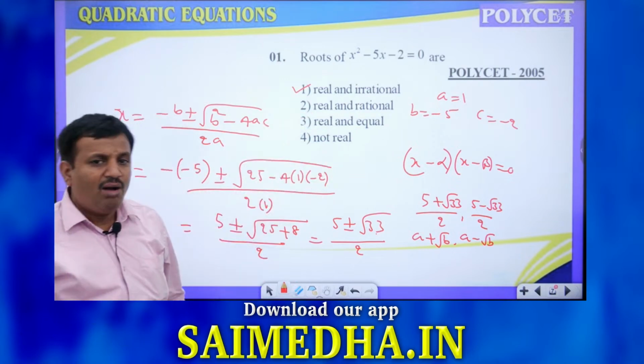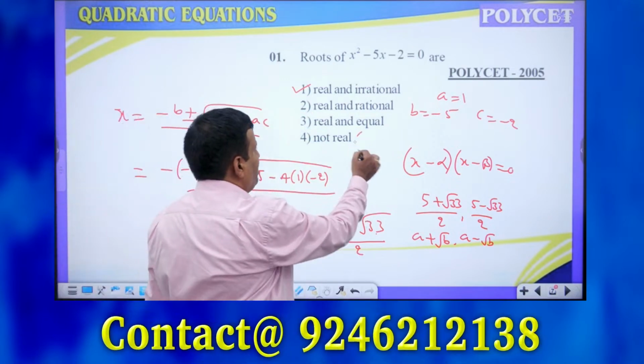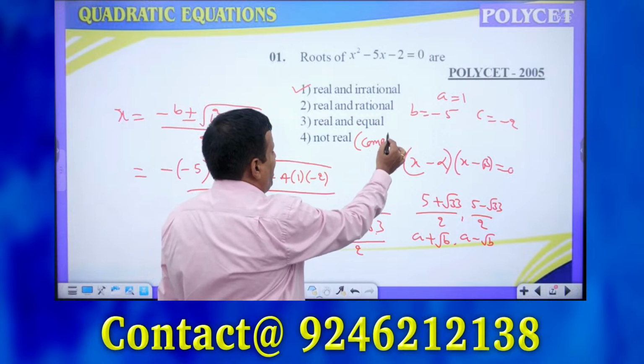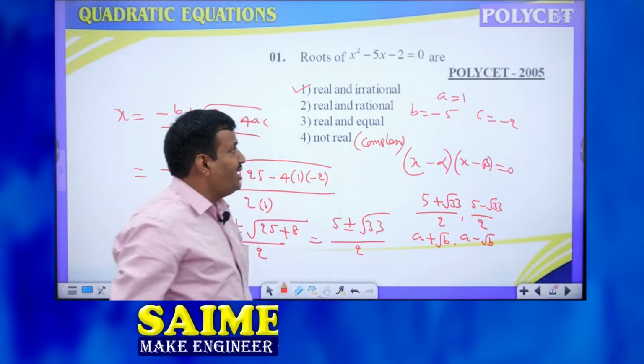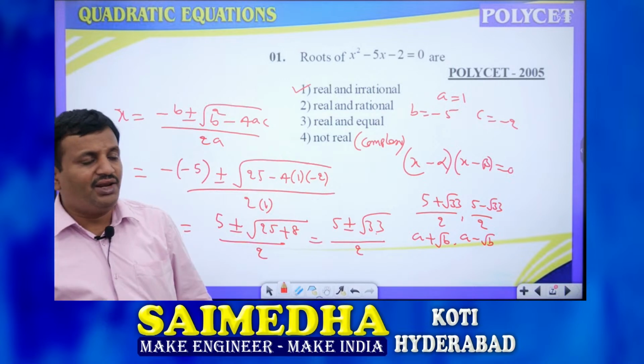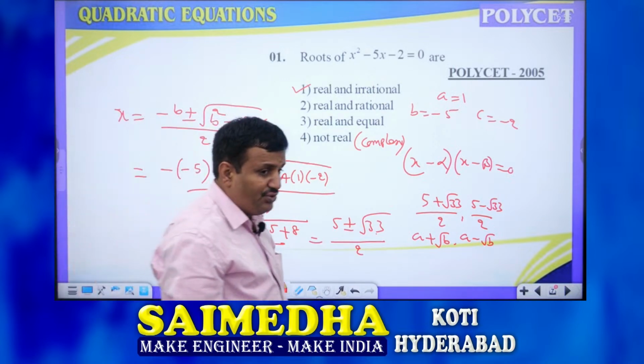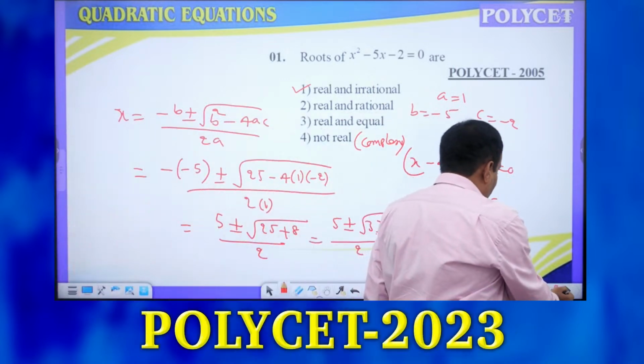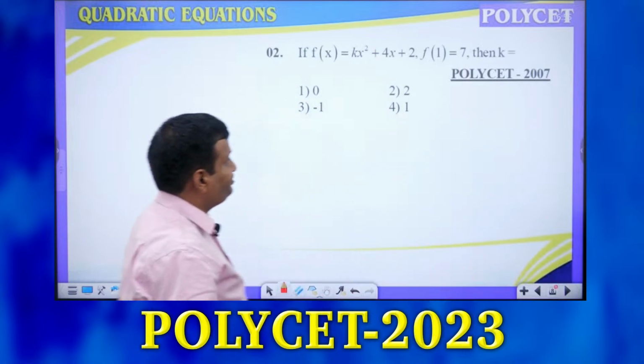Not real అంటే ఏంటి? Complex అని అర్థం. ఇక్కడ మనకి complex roots are imaginary. So what is the correct answer for this question? Real and irrational. Yes, hope all of you understood that the answer is the real and irrational.